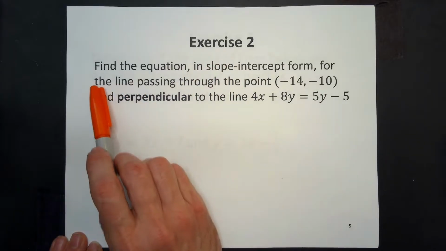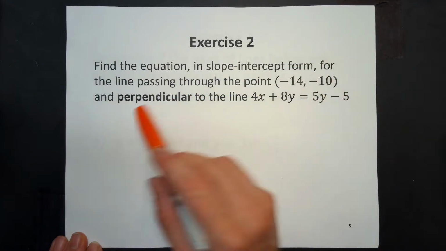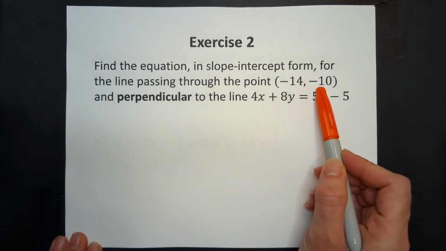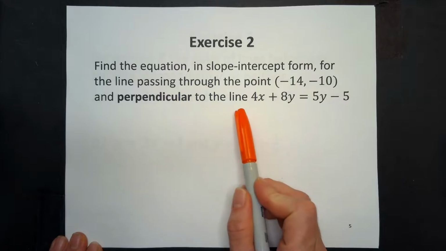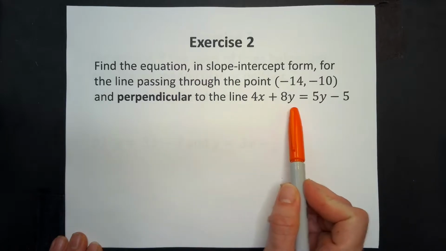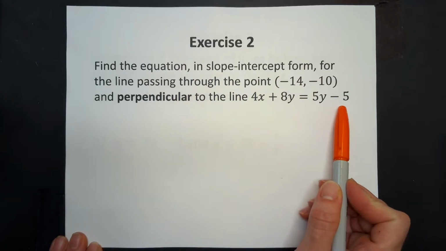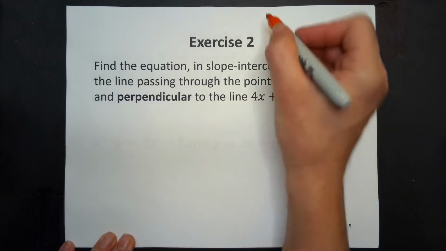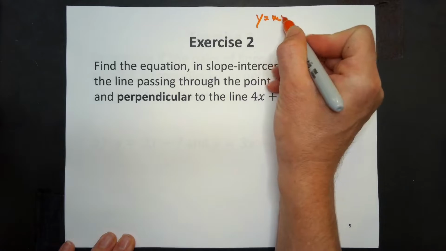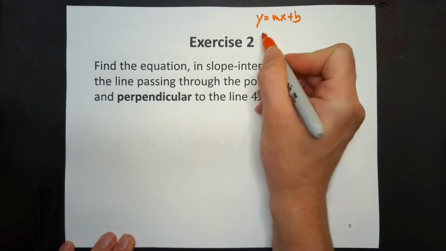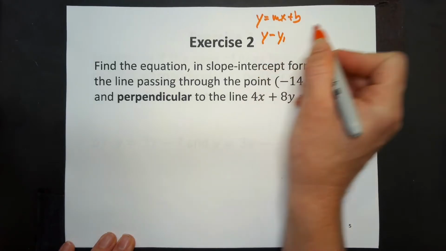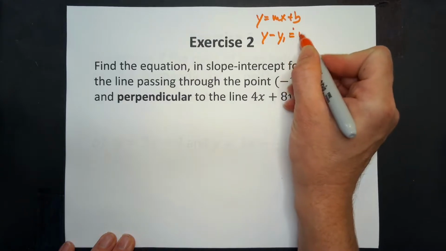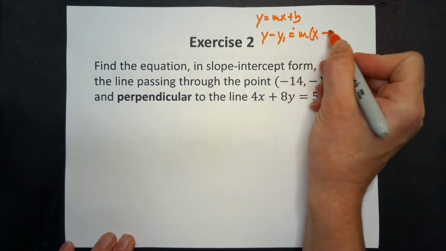Exercise 2: find the equation in slope-intercept form for the line passing through the point (-14, -10) and perpendicular to the line 4x plus 8y equals 5y minus 5. So over here, let's figure out what the slope is. Once again, we're going to use slope-intercept form to find the slope, and then we're going to use point-slope form to find the equation of the line.